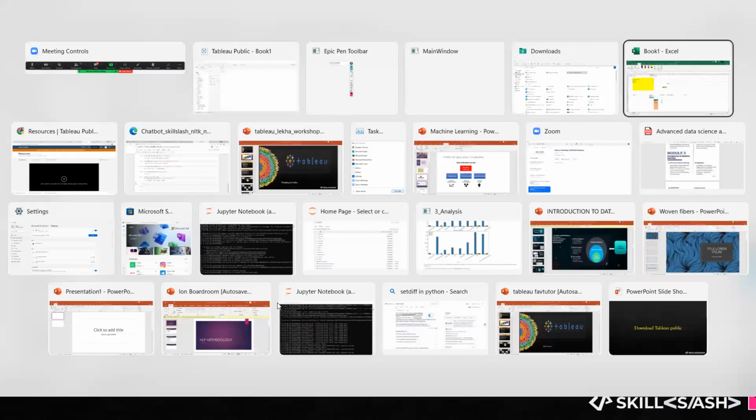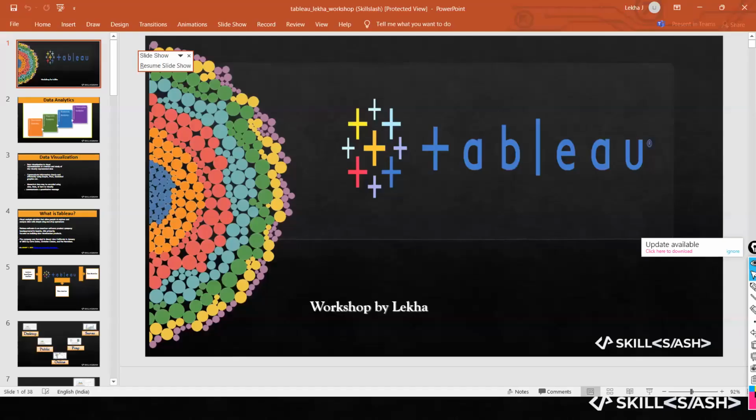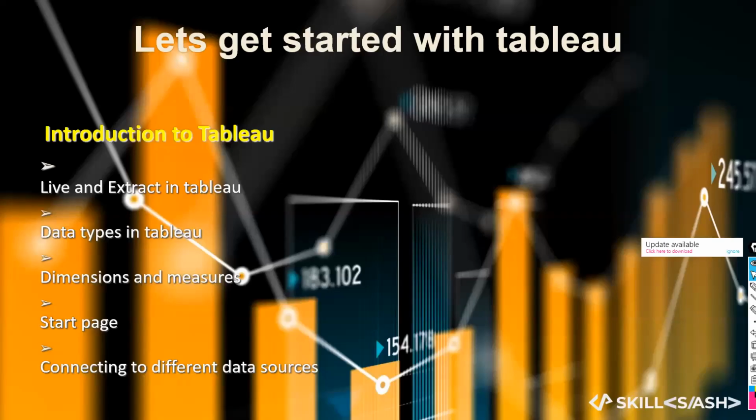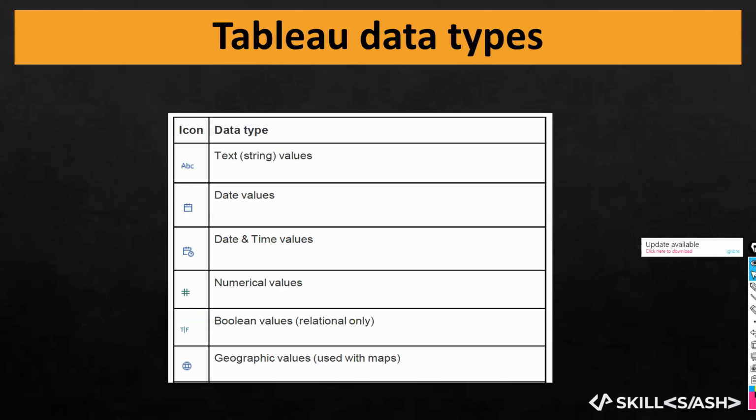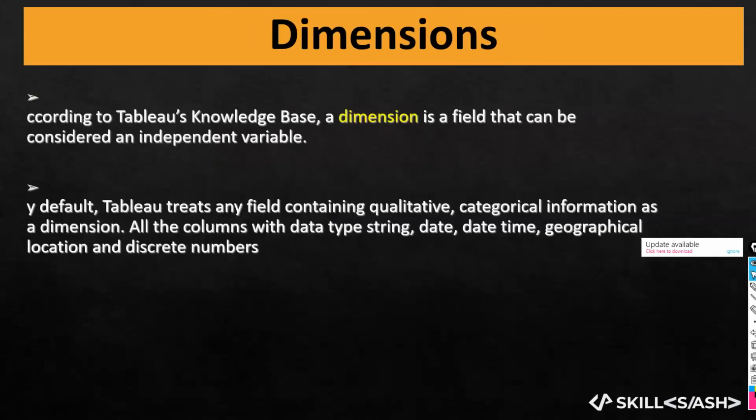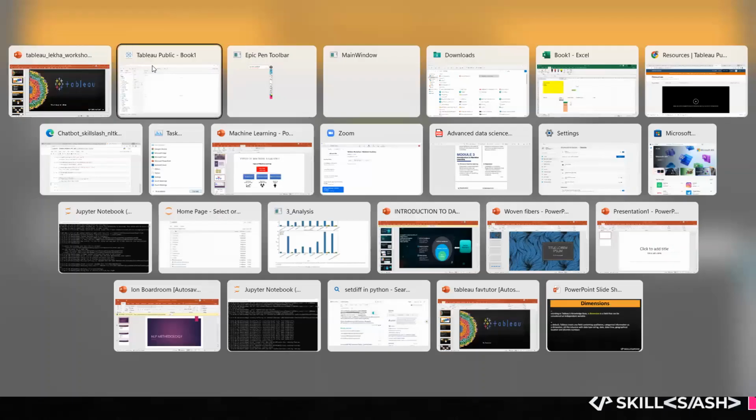Now let us go back to the slide. Just a moment. We discussed Tableau data types right now, like how they look and also the symbol for each. Next, we will be looking at what dimensions and measures are.